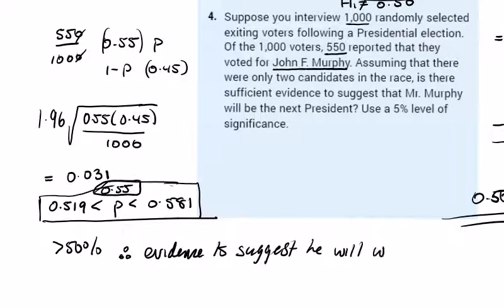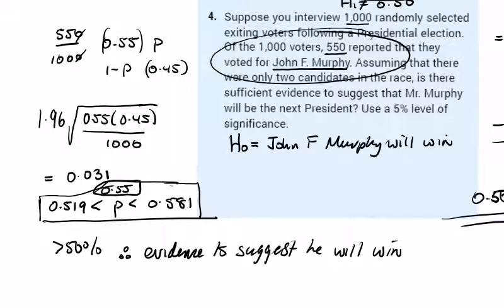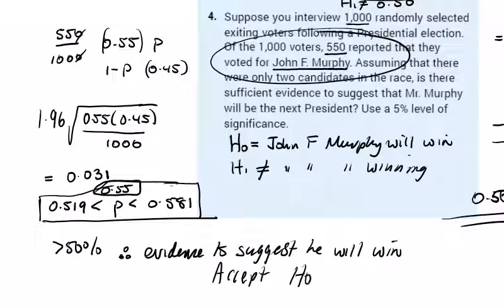Now what I've done here is I have not put down H0 and H1, but we're going to go back in and put it now. So if you want to do the maths behind it first and then say, well, what is H0? H0 is John F. Murphy will win. Have we enough evidence to suggest that based on what we have here? And then H1 is not equal to John F. Murphy winning. And you can say here we're going to accept H0. And you should have mastered hypothesis testing at this point.